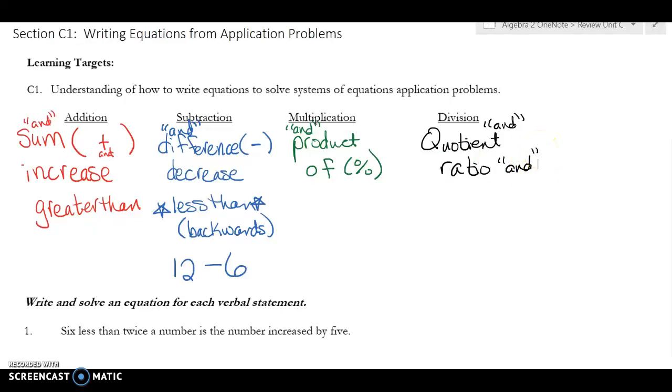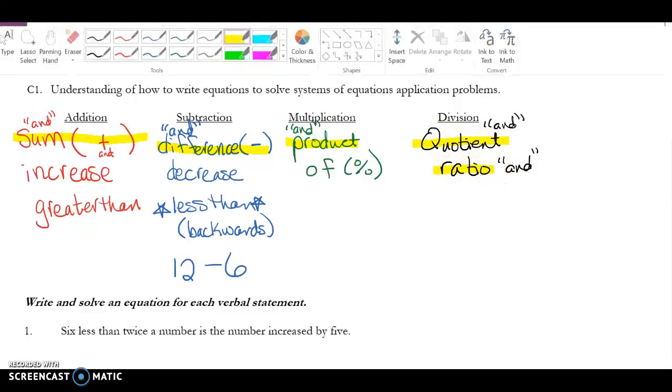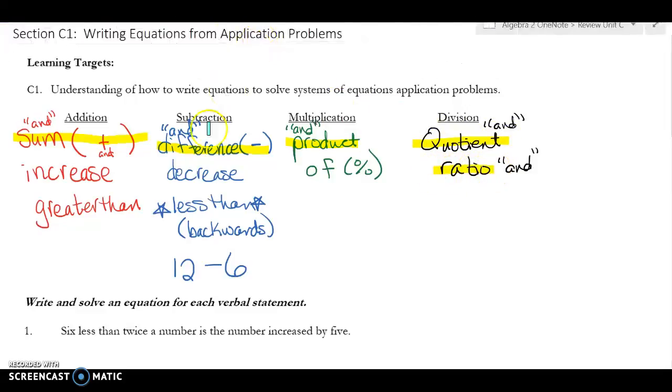Okay, so the ones that use the word "and" are the ones that say it here. So sum, make sure you have parentheses. Difference, make sure you have parentheses. Product has an "and." Quotient has an "and." And ratio has an "and." And then the big one to remember again is this less than. Less than is backwards. Okay? All right, so let's do a couple examples.